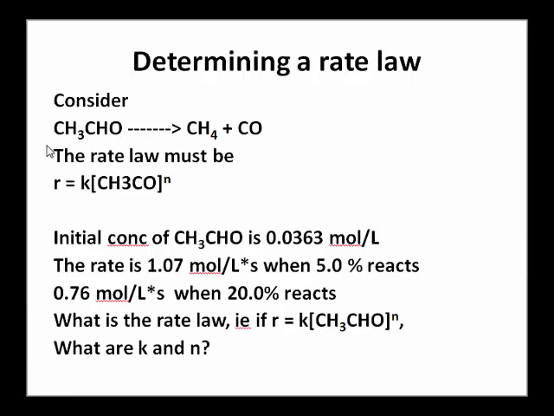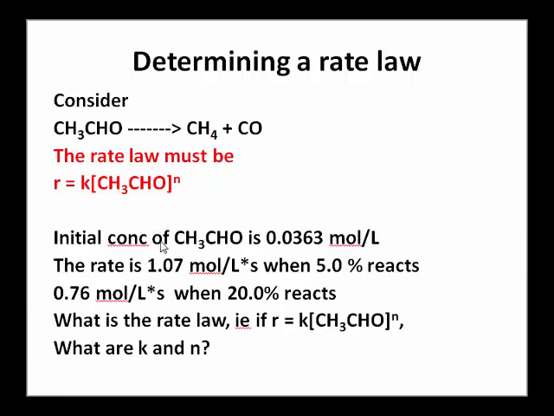Okay, we consider a reaction. Here we have a reaction in which CH3CHO, an atmospheric pollutant, decomposes to CH4, methane, and carbon monoxide. The rate law must be R equals K times the concentration of CH3CHO to the N power. We've seen that in the last section. K is the rate constant. N is the order of the reaction.